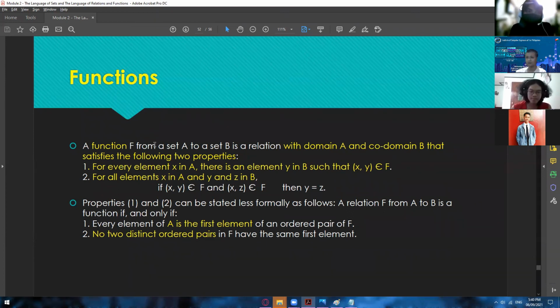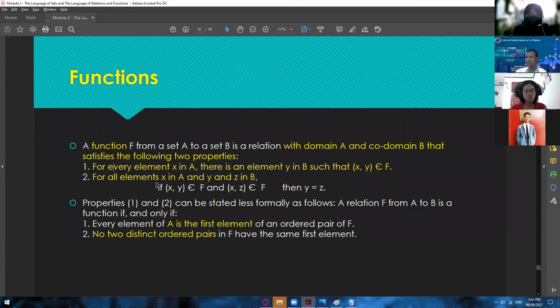So a function f from a set A to a set B is a relation with domain A and codomain B. In other words, it's the same with an ordered pair. It's the same with a relation. So it needs two elements, the first element and then the second element, or the domain and then the codomain. But then again, you have to follow these conditions. For every element x in A, there is an element y in B such that (x, y) is an element of f. I think it's quite confusing, but that's the first property.